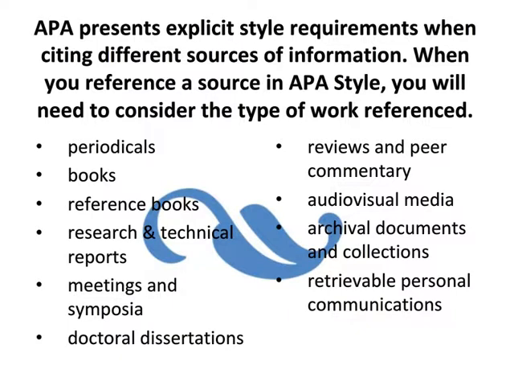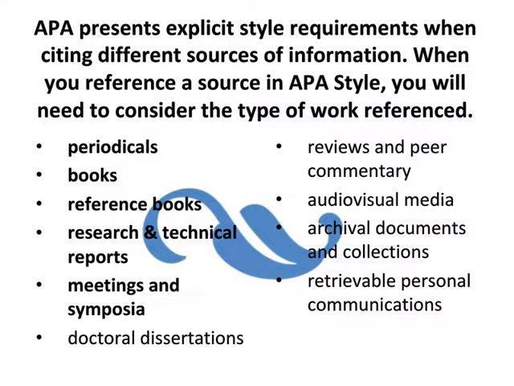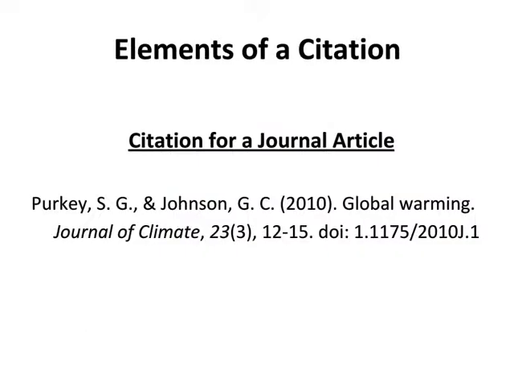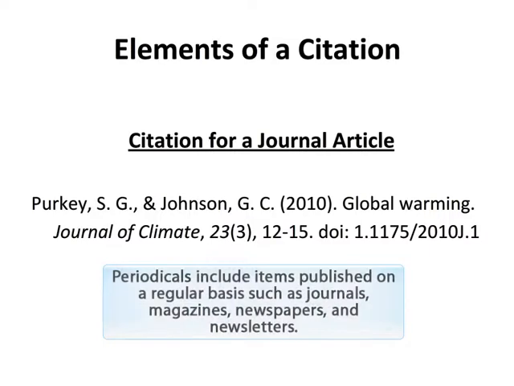APA presents explicit style requirements when citing different sources of information. When you reference a source in APA style, you will need to consider the type of work referenced. A citation has several important elements. The following is an example of a citation for an article found in an online periodical database.